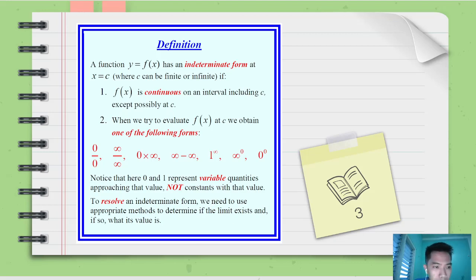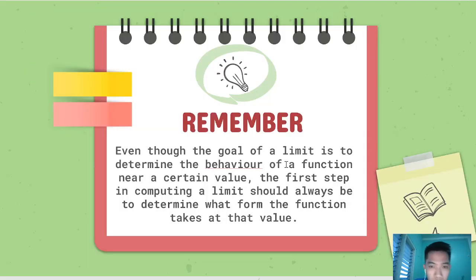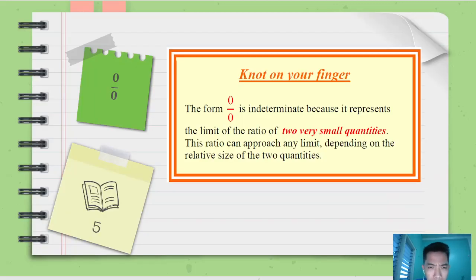Now, remember always that even though the goal of a limit is to determine the behavior of a function near a certain value, the first step in computing a limit should always be to determine what form the function takes at that value. So we will discuss first the first indeterminate form, 0 over 0.